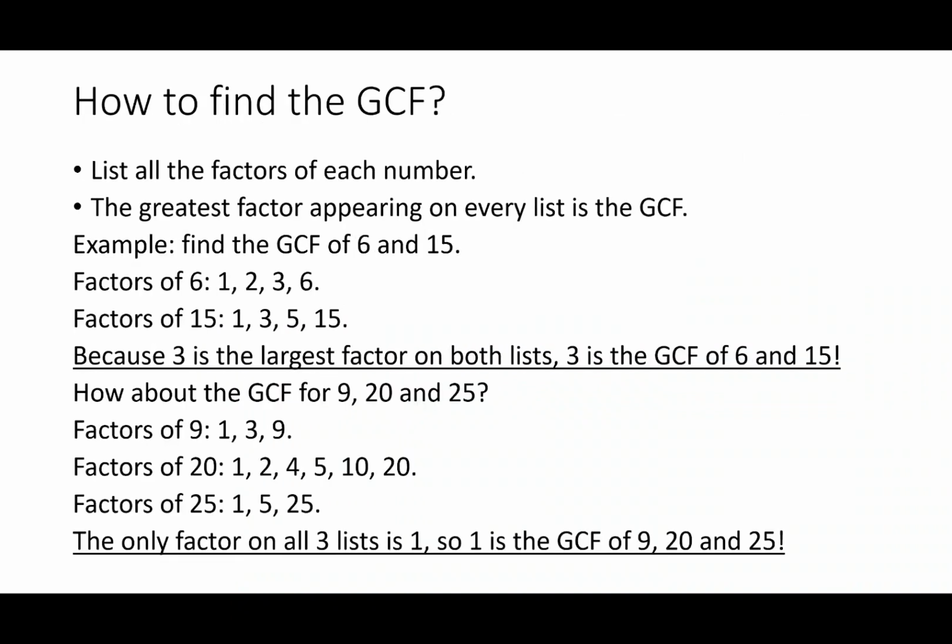How do we find the GCF? First of all, we list all the factors of each number. Then the greatest factor appearing on every list will be the GCF.